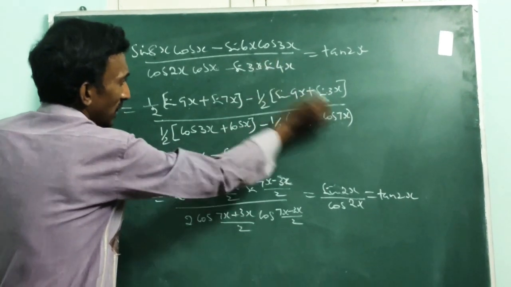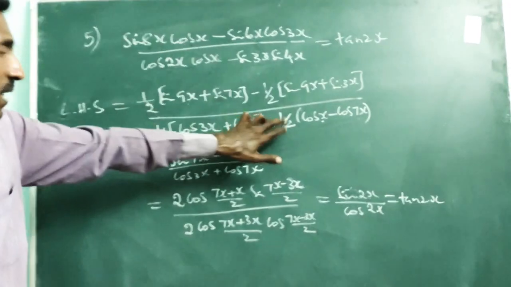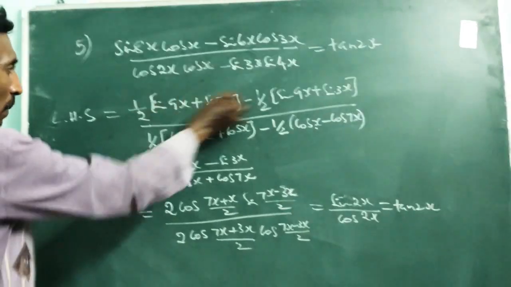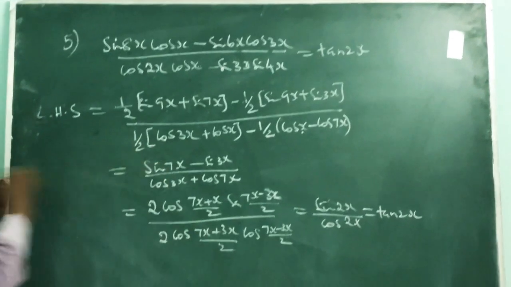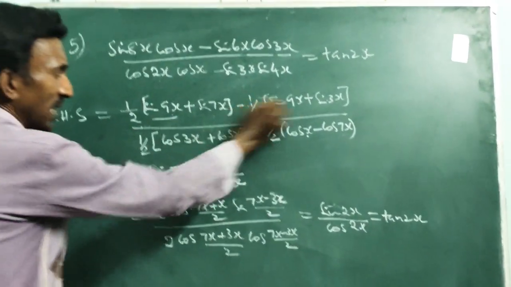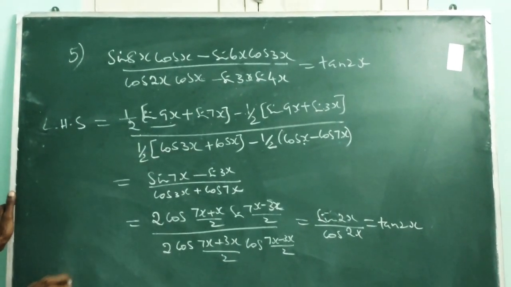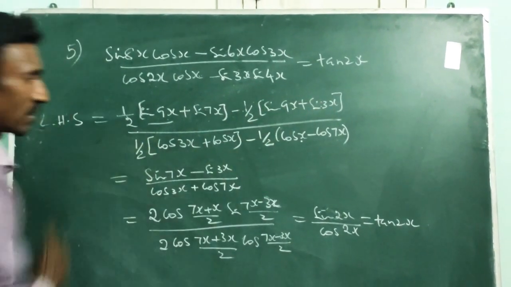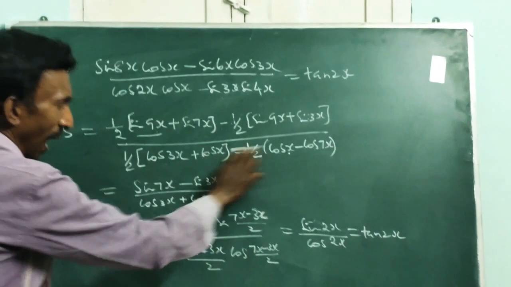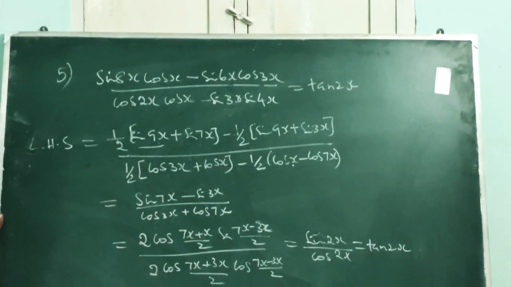a plus b, 4 plus 3, 7x. So both the numerator and denominator take 1 by 2 common and cancel it. So 1 by 2 take it outside and cancel it. So remaining sin 9x minus sin 9x cancel. So sin 7x I am writing directly and minus sin 3x. Similarly cos 3x, cos x minus cos x cancel. So minus into minus plus cos 7x.